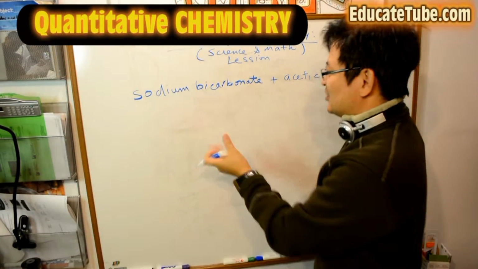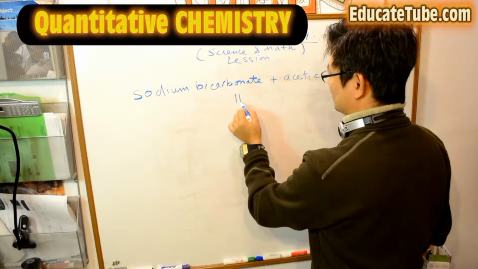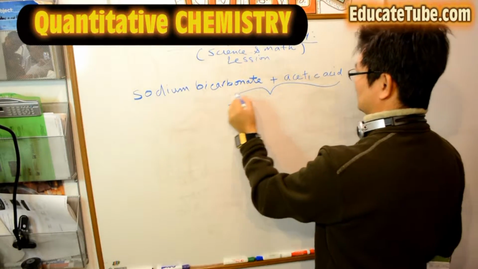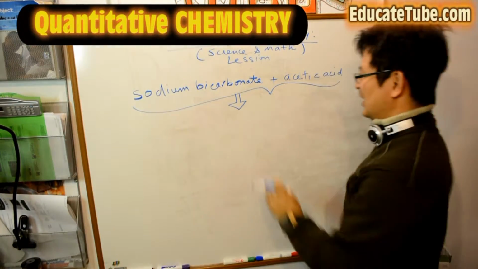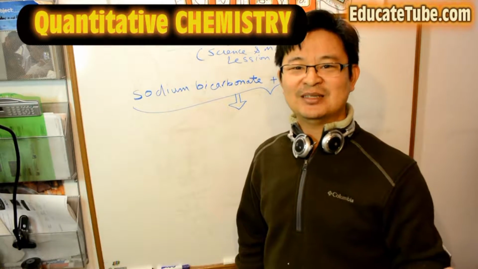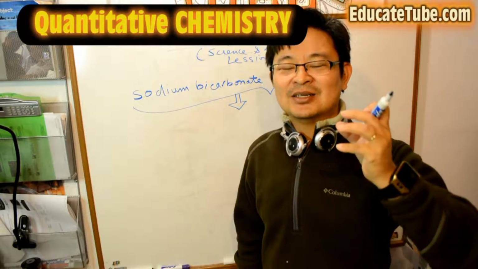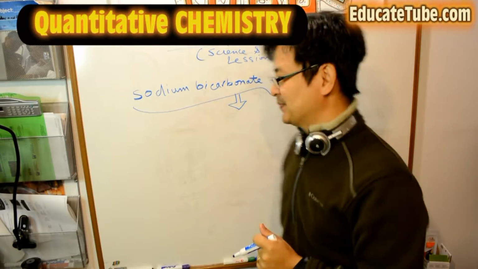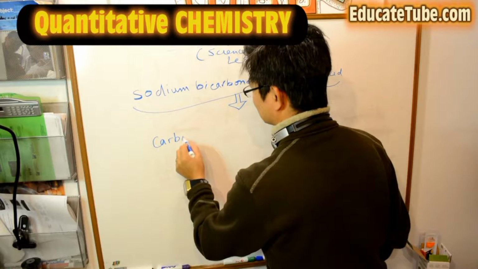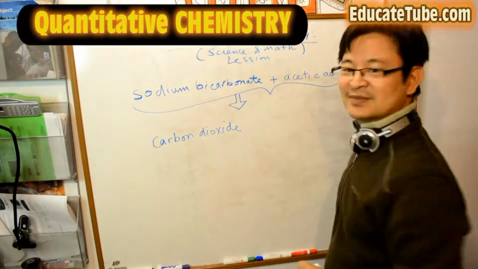And when we combine these two together, the reaction, now I don't have an arrow, I'm just going to draw an arrow down like this. When combined together, we know from the experiment that it's going to form gas. This gas is actually carbon dioxide that's forming.